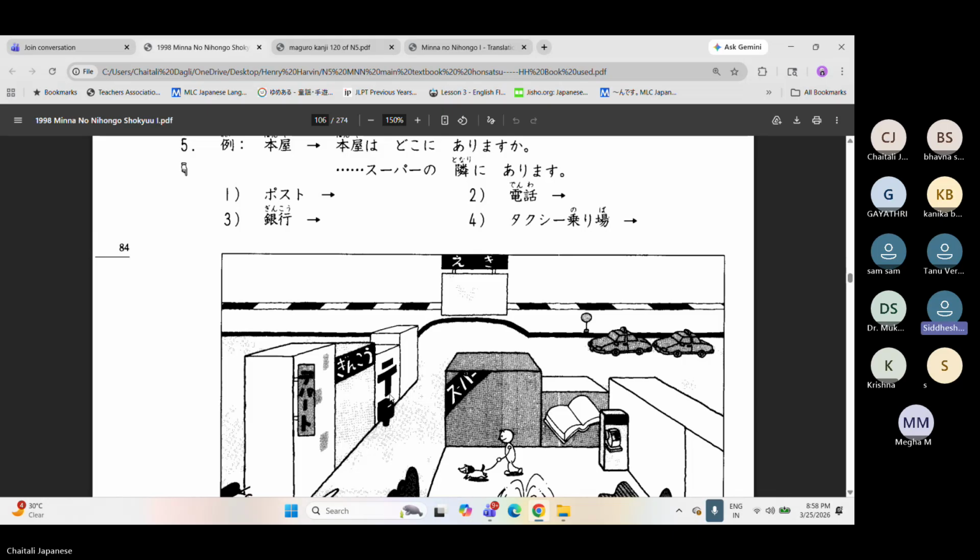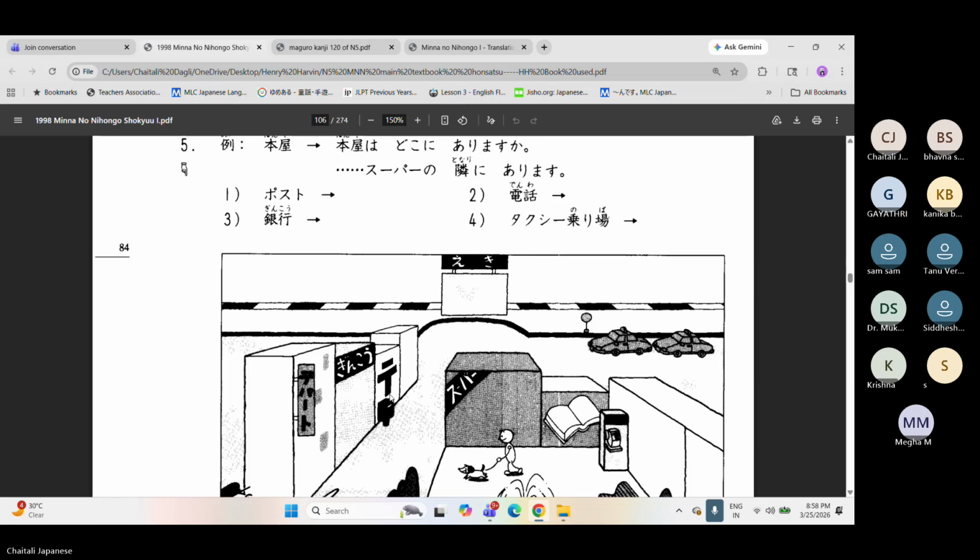In front of. Simple, put it in: in front of. So, honya no, sorry, honya denwa no wa doko ni arimasu ka? So in front of the bookstore. So, honya no mae ni arimasu.